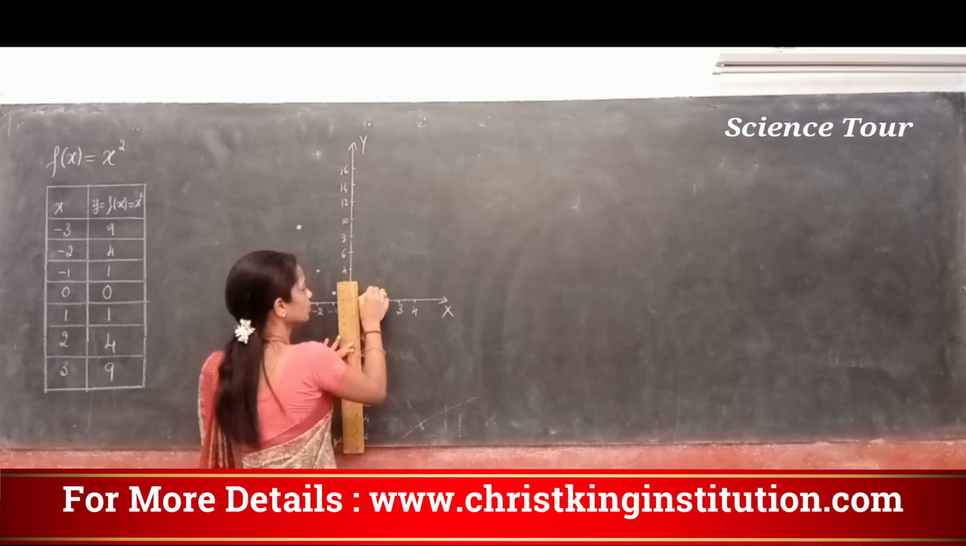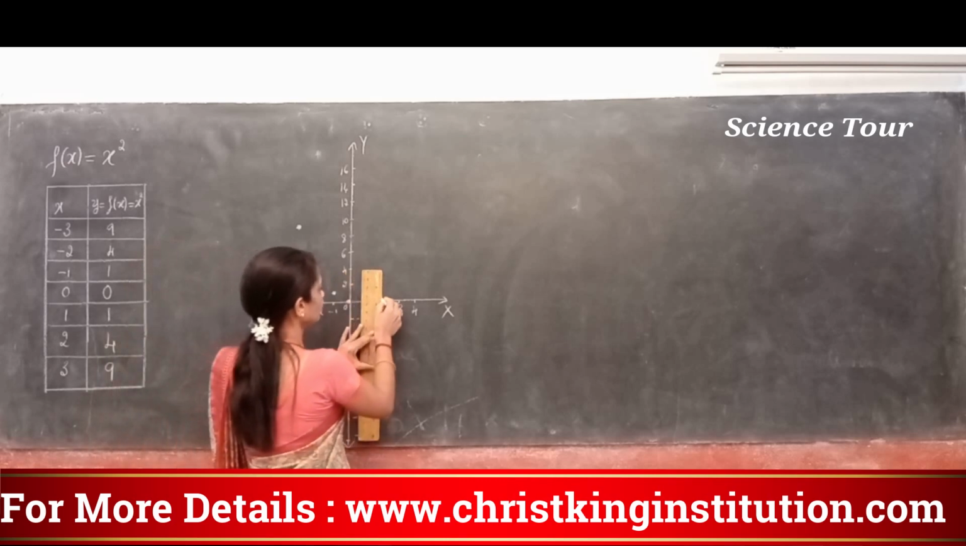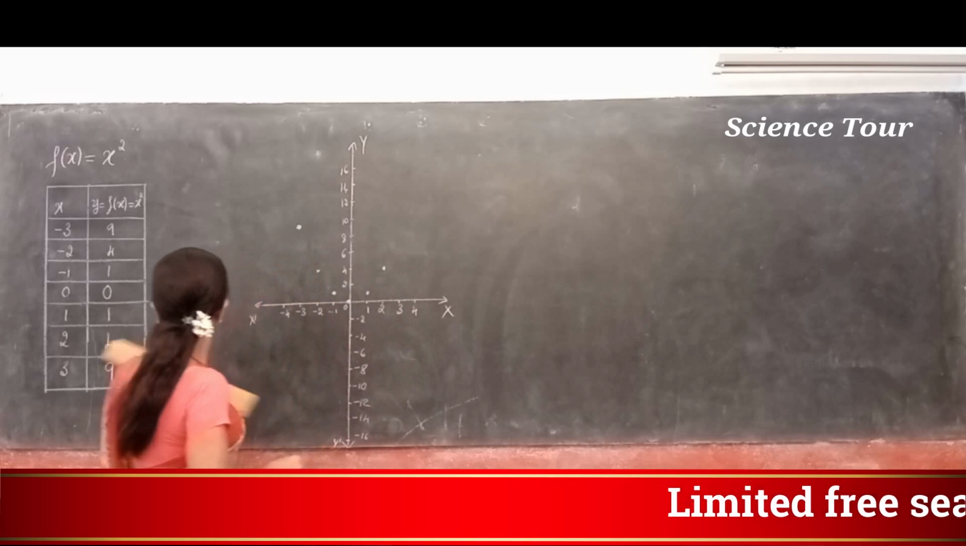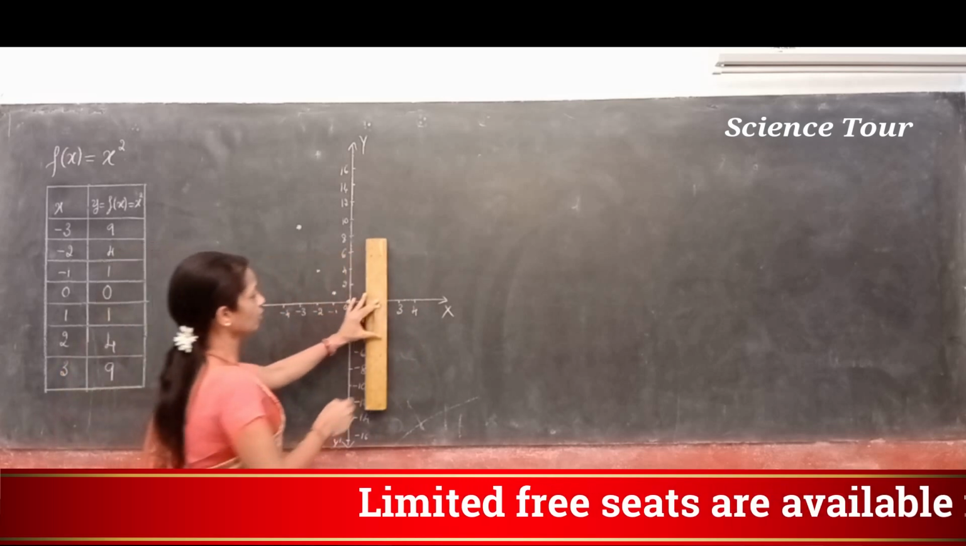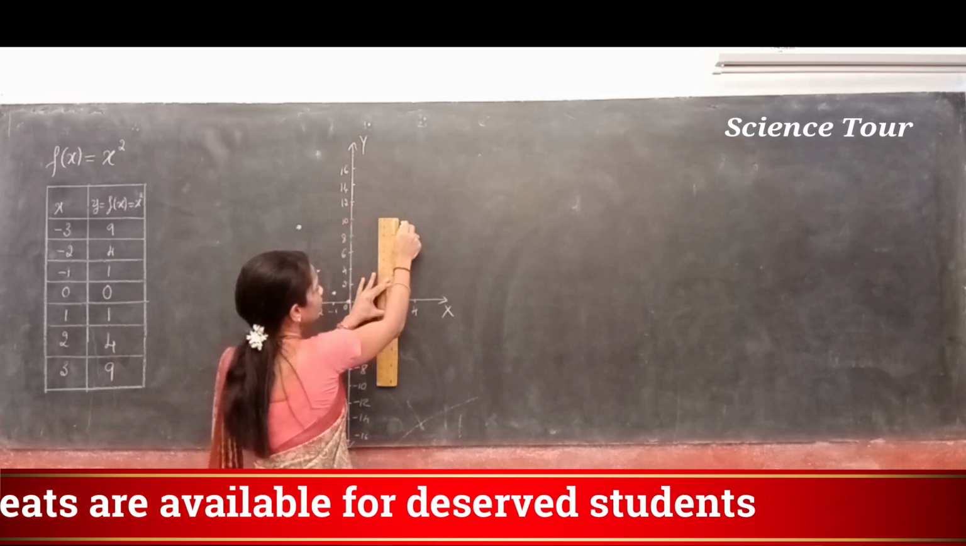Okay, here it is. And the next point is 2 comma 4. At 2 you have to move up to 4. Here it is, that point. Next 3 comma 9. At 3 you have to move up to 9. Okay, exactly in between 8 and 10 you have 9.